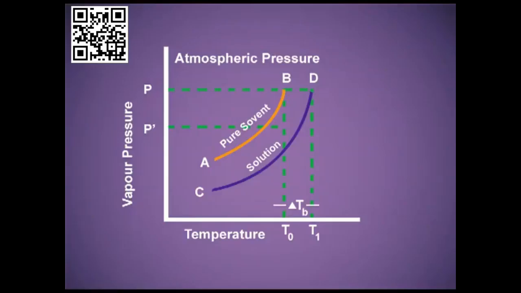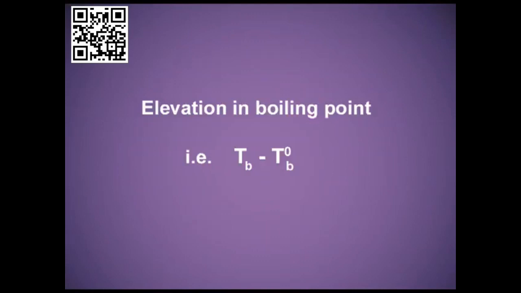And if we want our solution to boil, we heat it more. At TB temperature, the vapor pressure increases and becomes equal to atmospheric pressure, and at point D you can see that it is becoming equal to atmospheric pressure and it is boiling. So, you can very well see that there is an increase in the boiling point, and this increase in the boiling point is known as delta TB, that is elevation in boiling point. It is equal to TB minus T naught B.